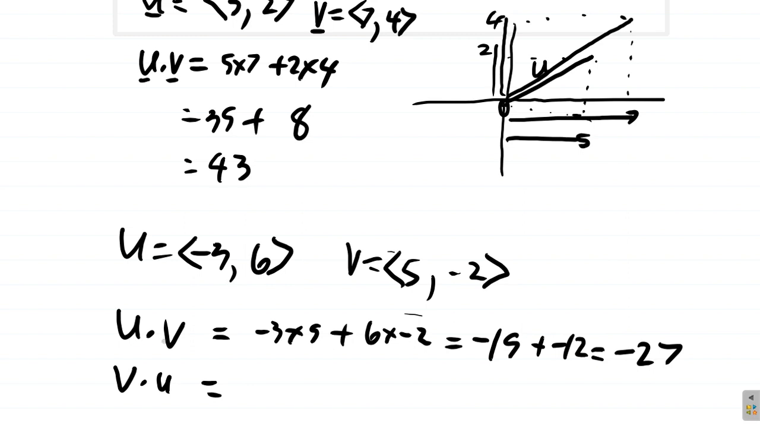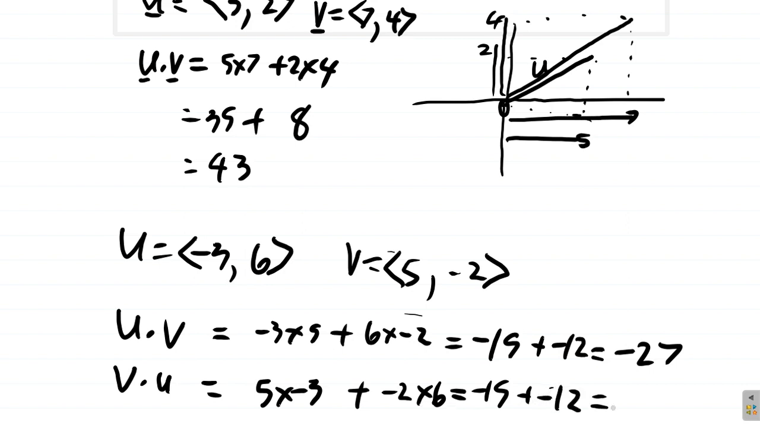We just did u dot v. It's v dot u now. It's going to be horizontal by horizontal, 5 times negative 3, plus vertical by vertical, negative 2 times 6, would be negative 15 plus negative 12. Negative 15 minus 12 would be negative 27. Same negative 27, right? So, that's the dot product of the vectors. Alright?